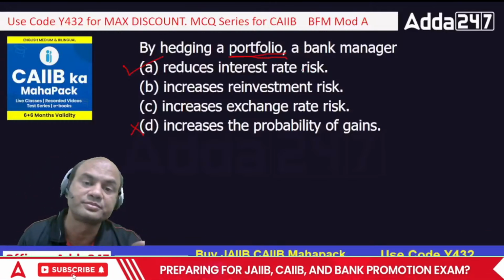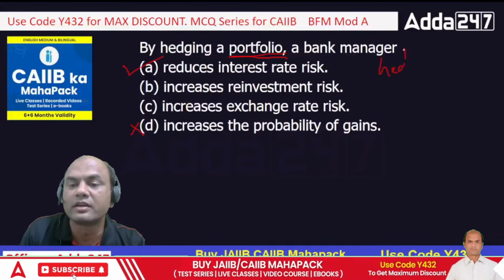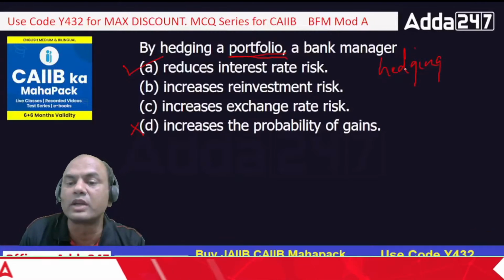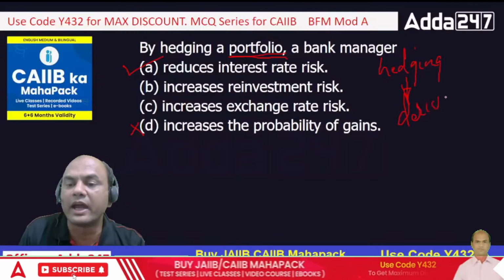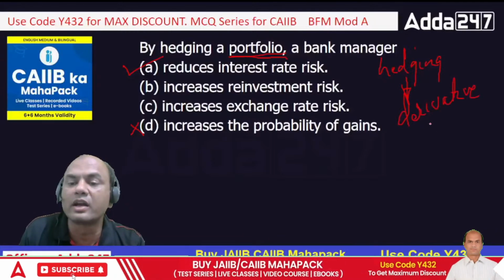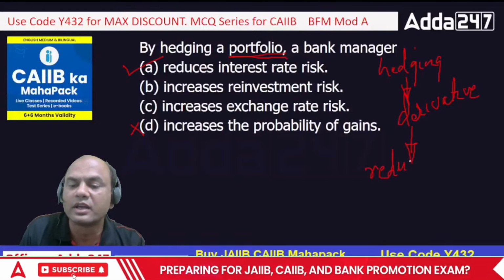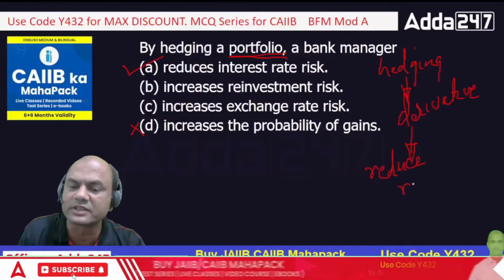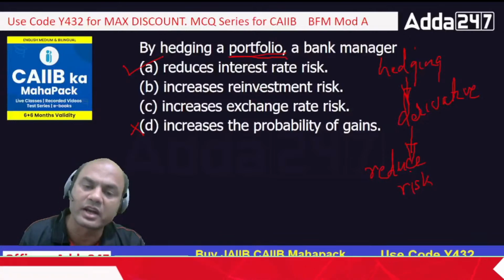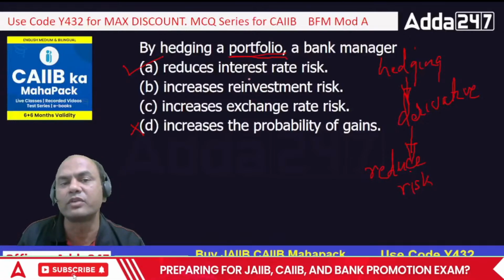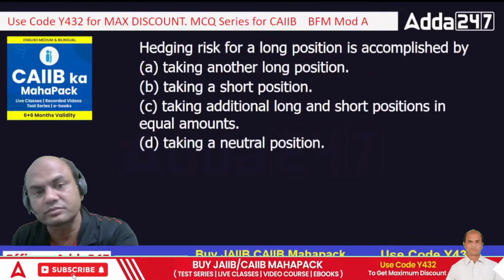Got it, everyone? Understand one basic. Portfolio hedging. Hedging is always done through derivatives, and it is done to reduce the risk. Reduce. Okay, reduce any risk. It can be interest rate risk or exchange rate risk or reinvestment risk. Any risk, if I want to reduce, I can go for hedging. But reduce, not increase. Okay.